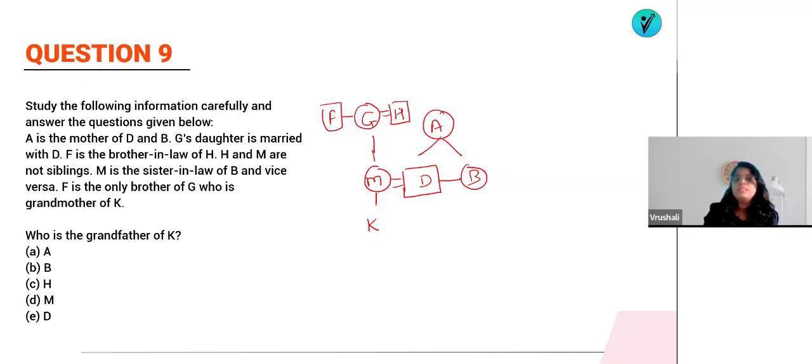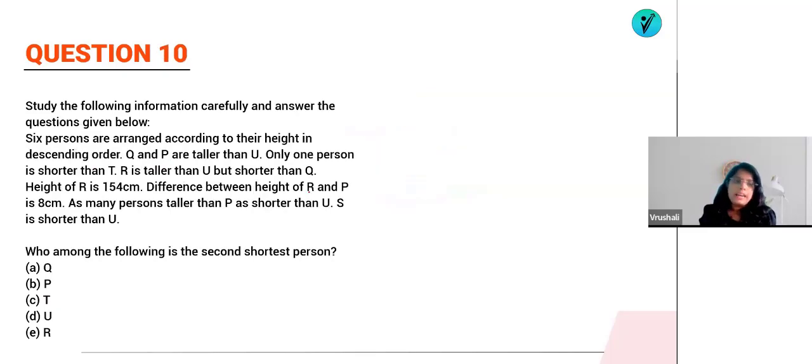M is a mother, mother's father. Because A does not have any husband, they haven't given. So, this one, H, will be the grandfather of K. Answer will be option number C. Easier. Now let's solve the last question.